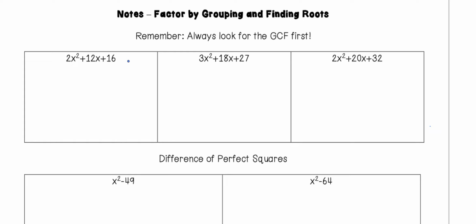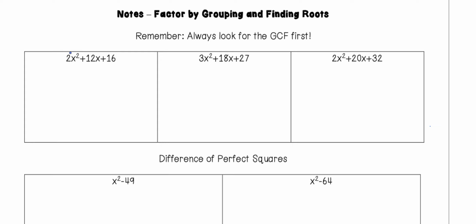In this video, we'll be looking at a review of how we factor by grouping. We'll be looking at difference of perfect squares and how we find the roots and why that works for our quadratics. So remember that we always want to look for our GCF first. It's the first thing we learned when we talked about factoring, and that always applies no matter what you're doing. So you want to make sure that you're focusing on pulling that out of each expression before you factor.